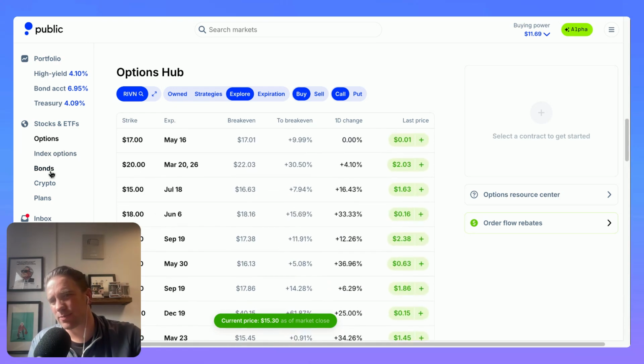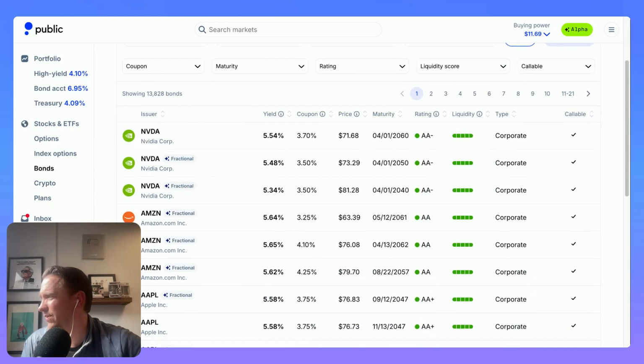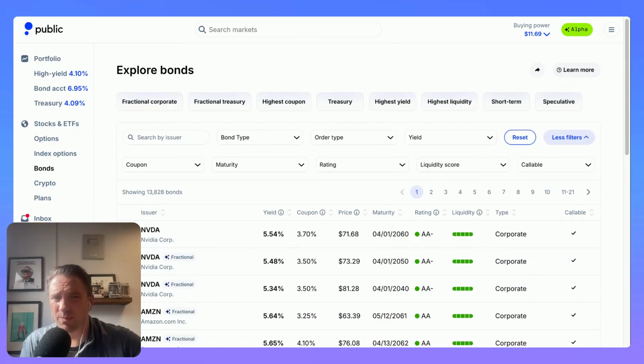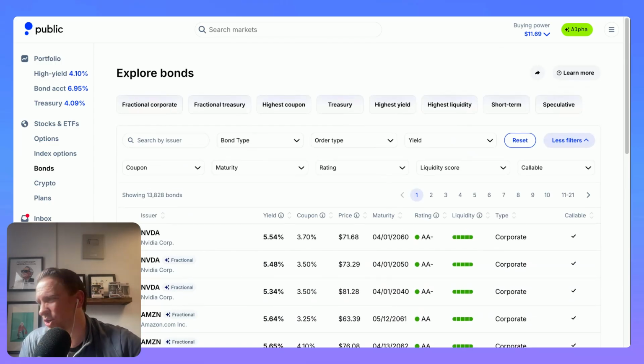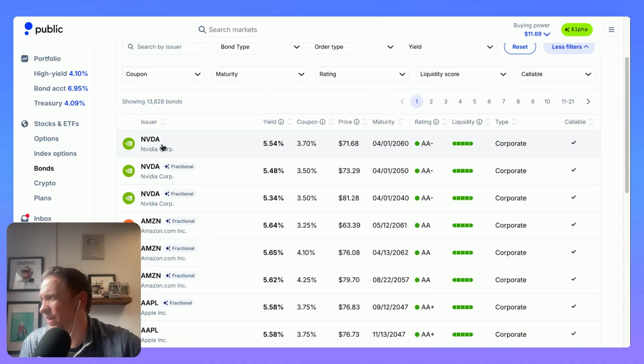And index options I'm not going to get into, but I'll go to bonds, because if you're getting started on Public, let me see if I can just change this visual a little bit. Here we go. Now you can see. If you're getting started on Public, it's pretty important to know how to go through all of these different products and features. So I've got bonds selected here. And then here's NVIDIA.